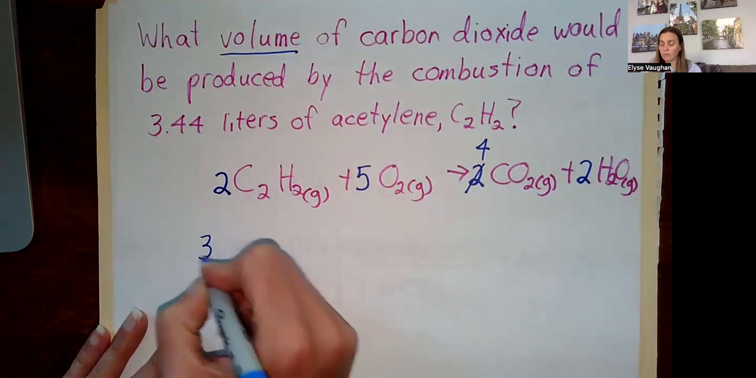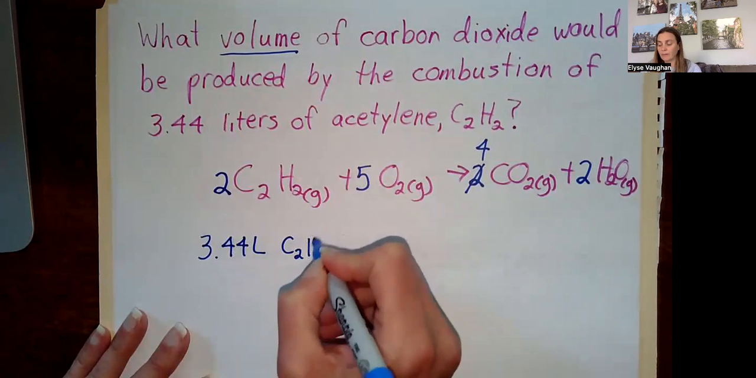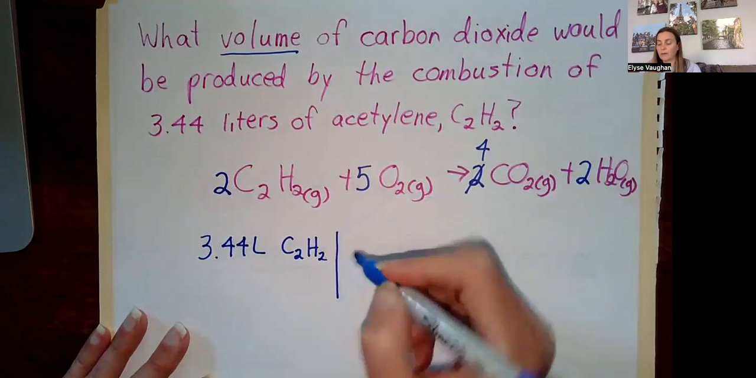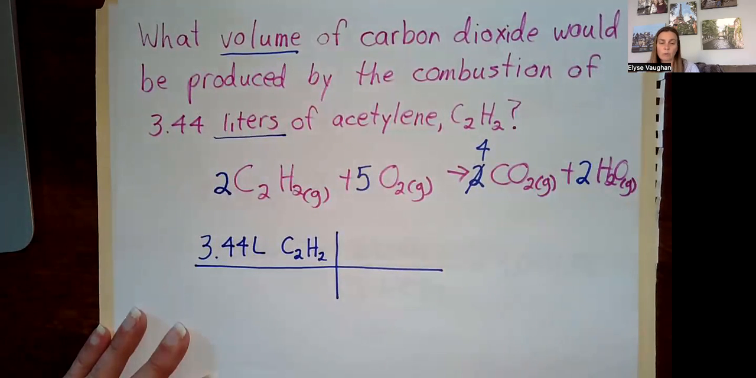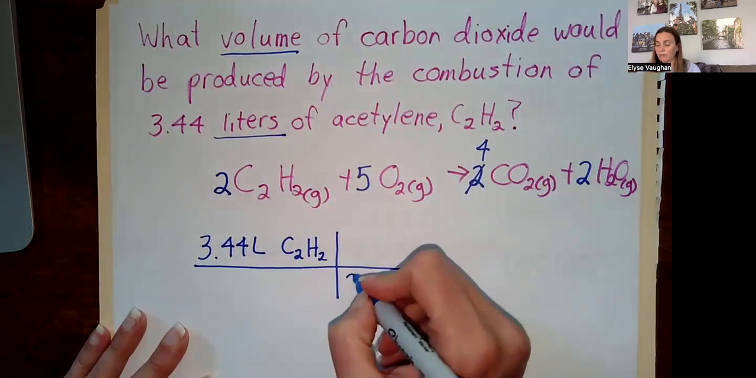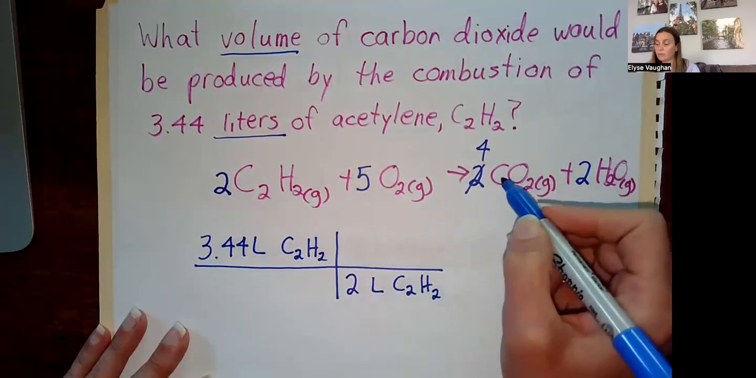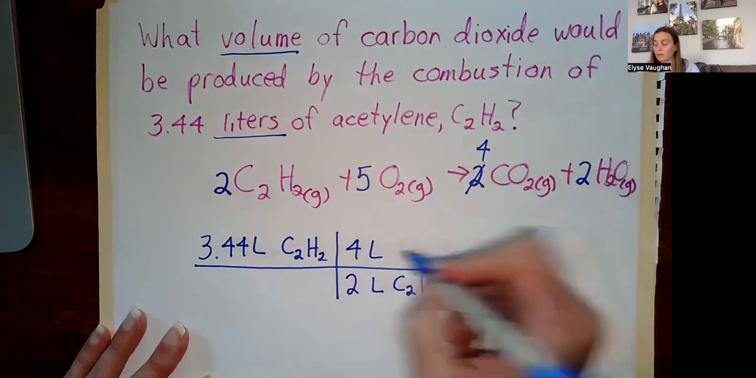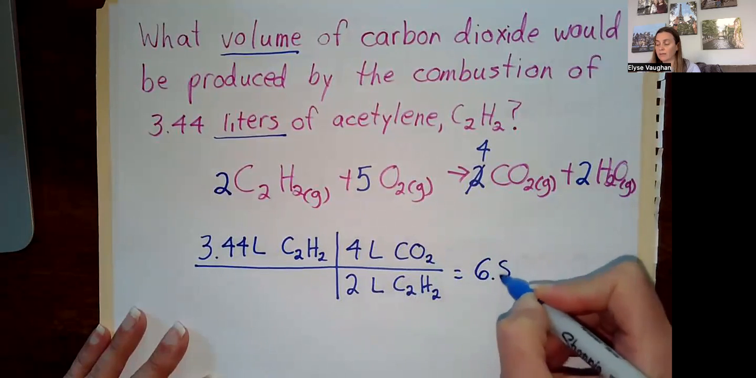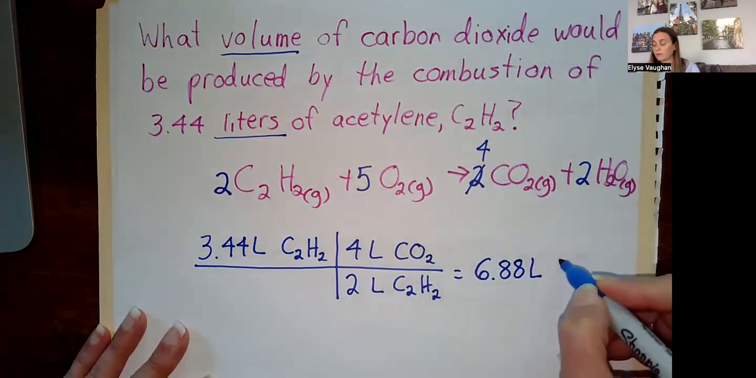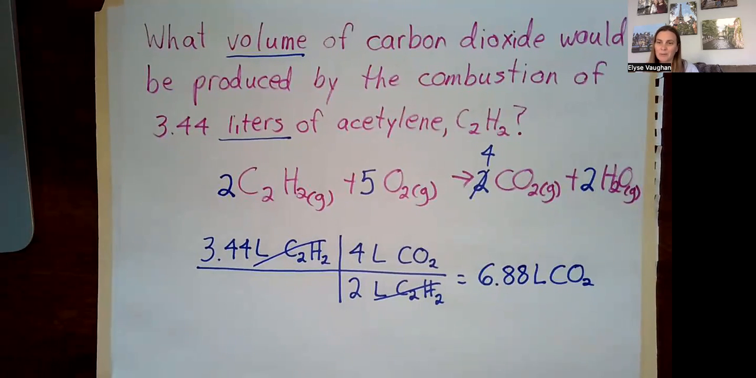So the given is 3.44 liters of acetylene. And again, because I'm going from volume to volume, I can just use mole ratios as volume ratios. So I know that for every 2 liters of acetylene, I'm going to produce 4 liters of carbon dioxide. And so this becomes 6.88 liters of carbon dioxide. So the easiest stoichiometry we've done all year.